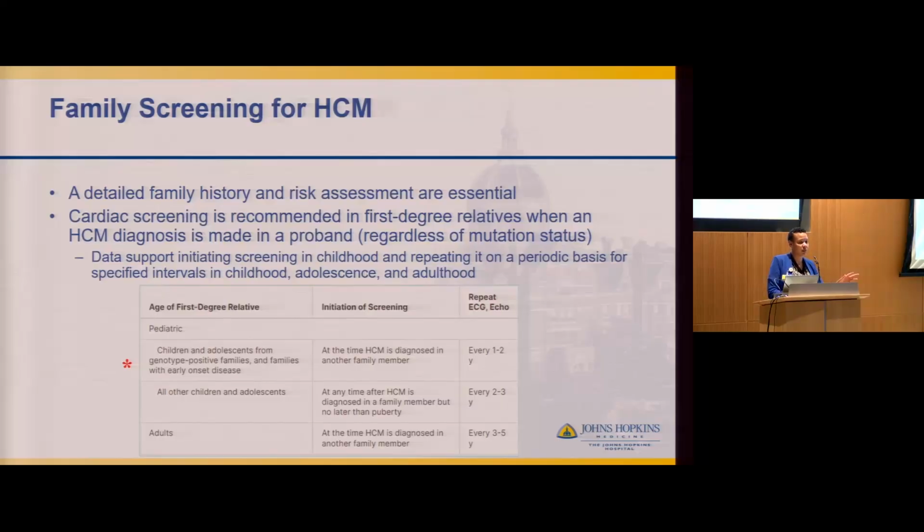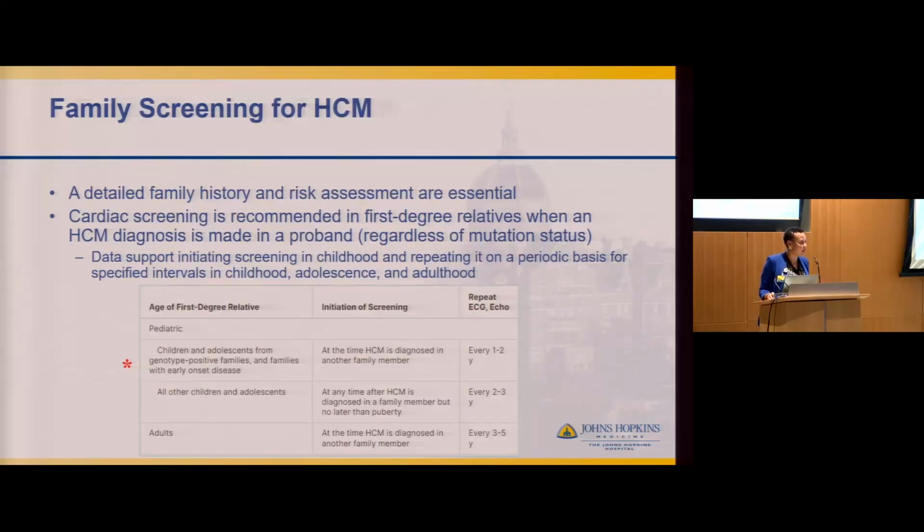Certainly if they're mutation positive, we're going to want to do genetic testing for those relatives. But even if they're mutation negative, just that proband having that diagnosis, we want to be thorough and do a baseline cardiac evaluation for those first-degree relatives. And we can capture that subpopulation of people I mentioned where there's something genetic going on, but we can't quite identify the specific genetic cause at this time.